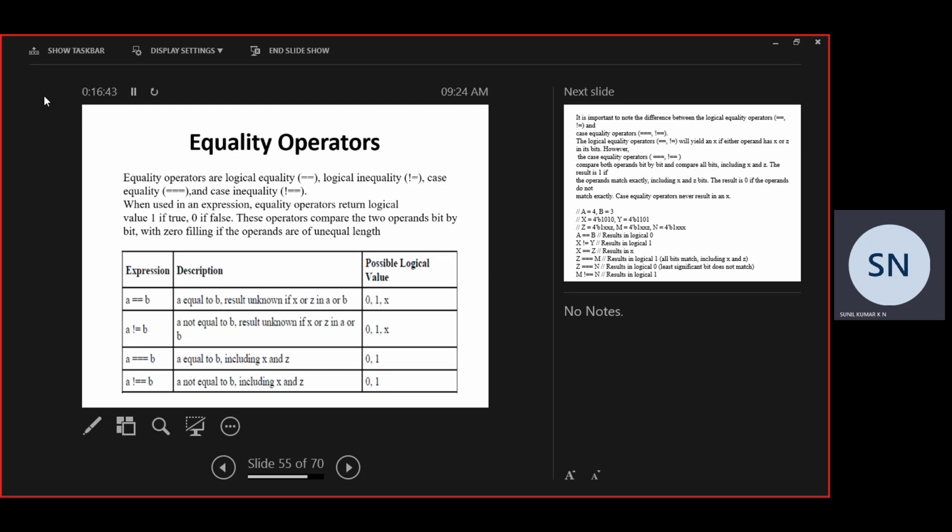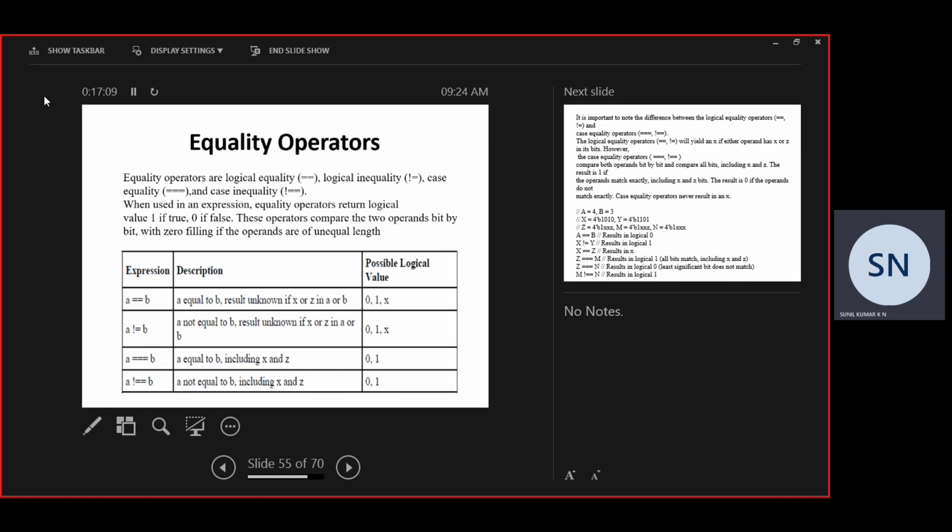So the output will be 1. If a is not equal to b, suppose a and b are two different values, then with the equality operator you can have 0 as the output. Suppose a and b, if any one value is a logical x, then you cannot predict the result, so the output will be x. That is what you get in these two conditions.